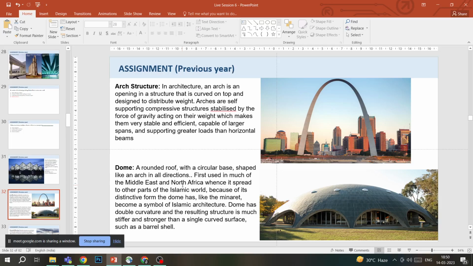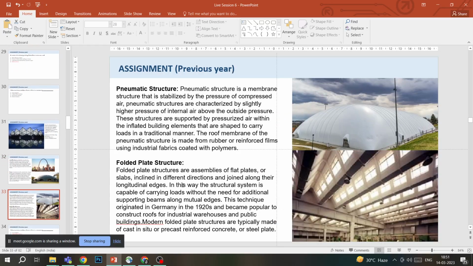Because it has double curvature, the resulting structure is much stiffer and stronger than a single curved structure. A single curved structure would be a barrel vault, such as a barrel shell. Then pneumatic structures, we have discussed it 2-3 times, so I'm not going to go into detail here.